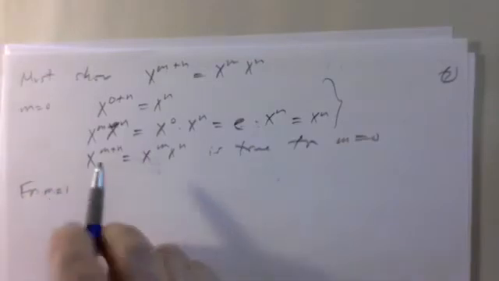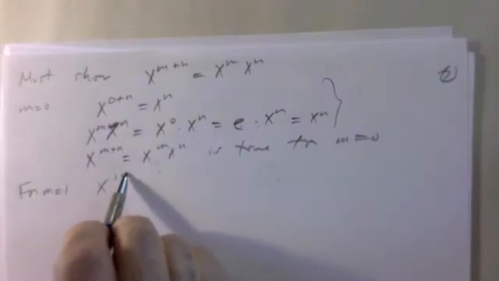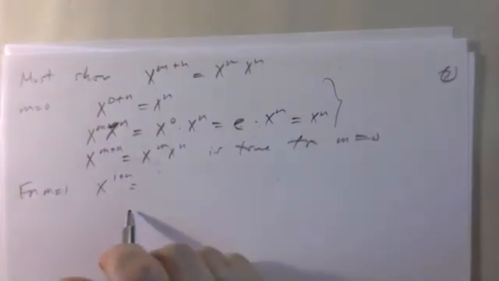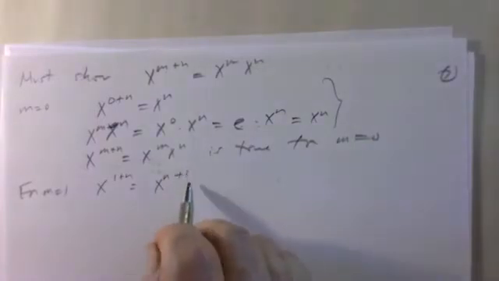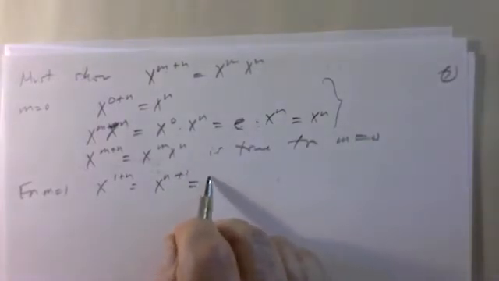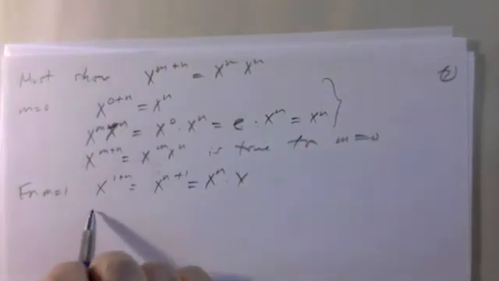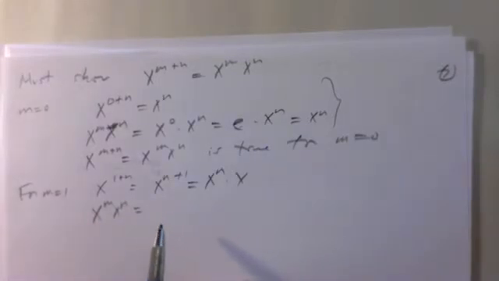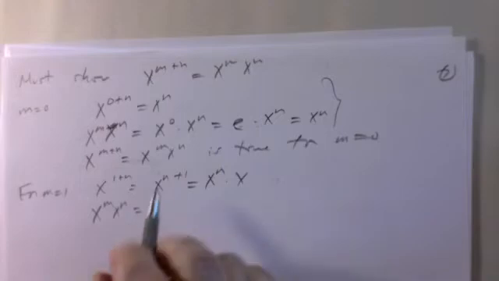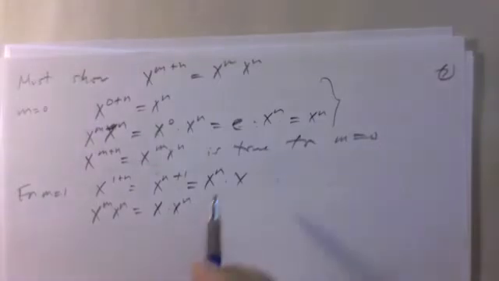What about for m equal 1? So for m equal 1, X to the 1 plus n, which is the same as X to the n plus 1. By definition, this is X to the n times X. And X to the m times X to the n is X times X to the n. How do I know these are equal?